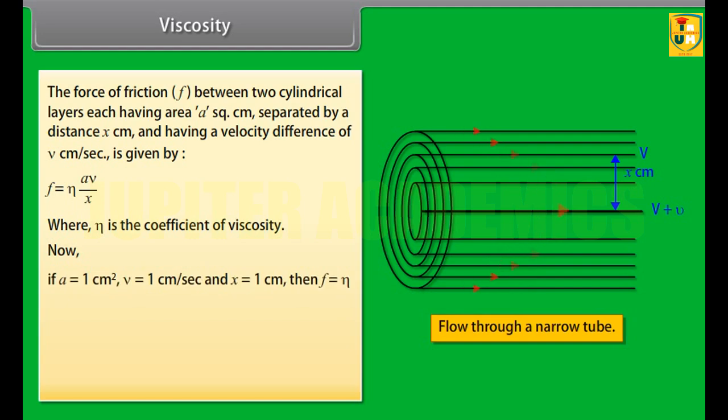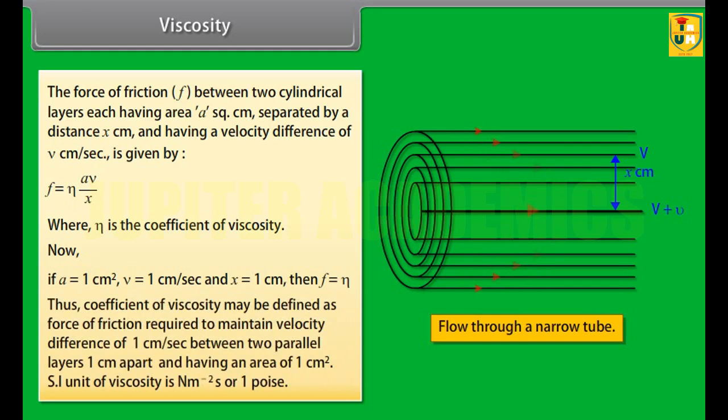Now, if A is equal to 1 centimeter square, nu is equal to 1 centimeter per second and x is equal to 1 centimeter, then F is equal to eta. Thus, coefficient of viscosity may be defined as the force of friction required to maintain a velocity difference of 1 centimeter per second between two parallel layers 1 centimeter apart and having an area of 1 centimeter square. SI unit of viscosity is Newton second per meter square, or 1 poise.